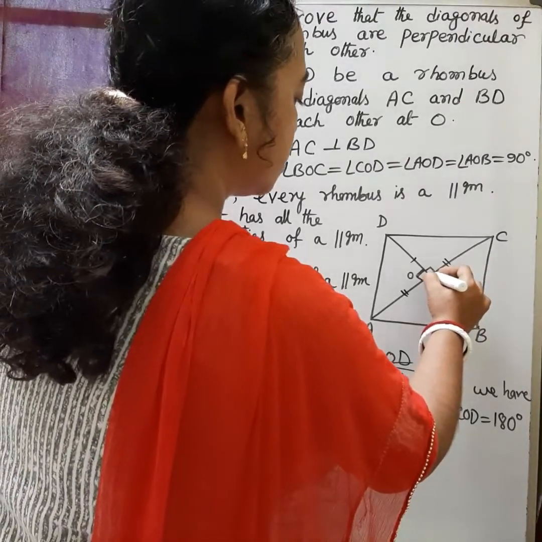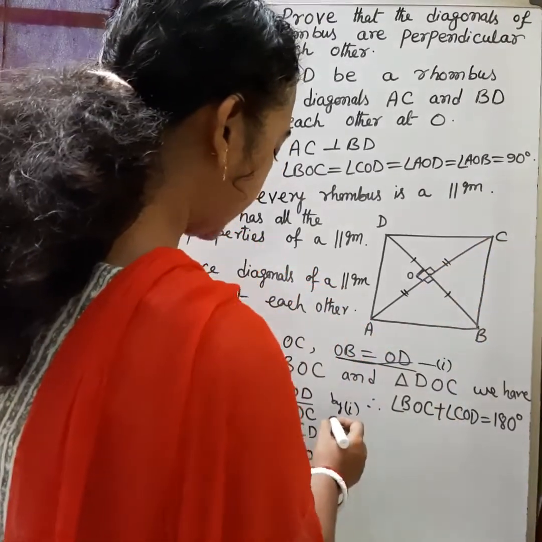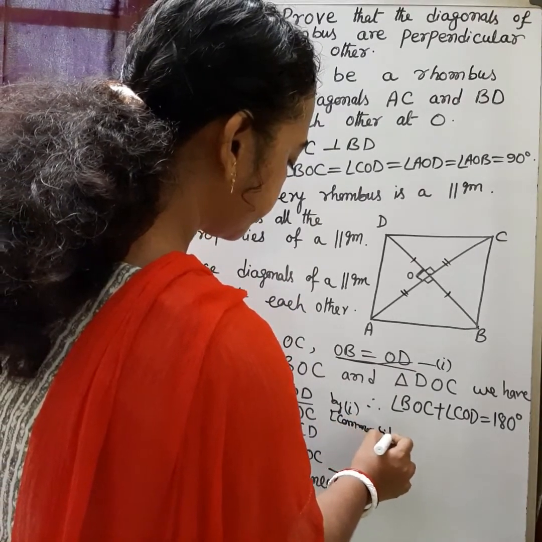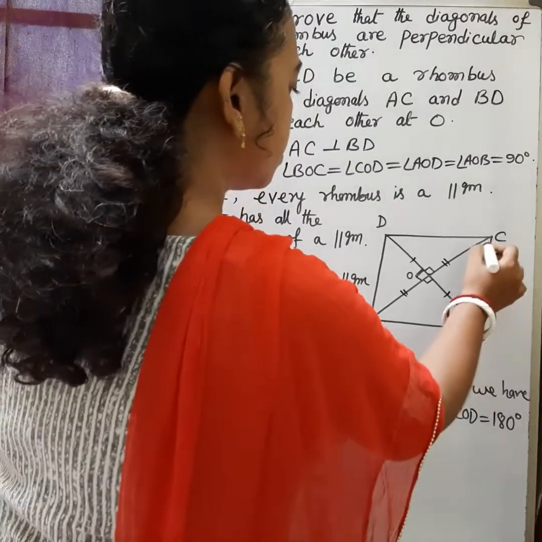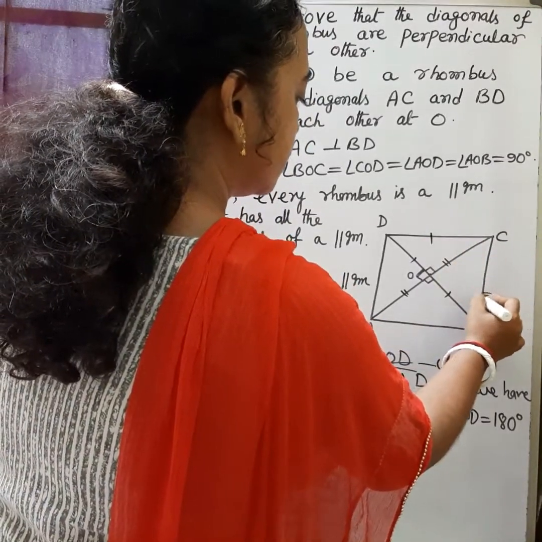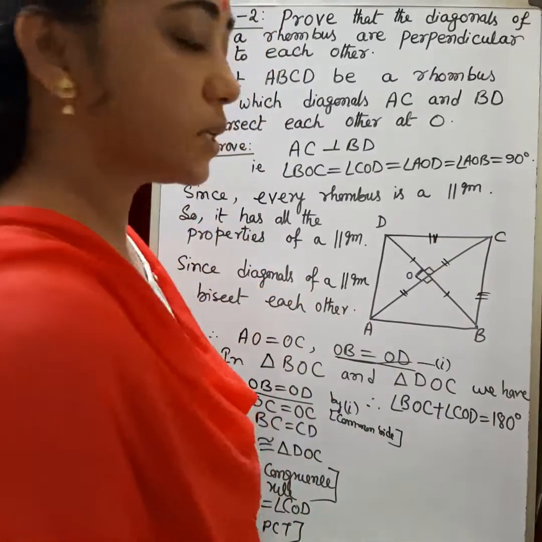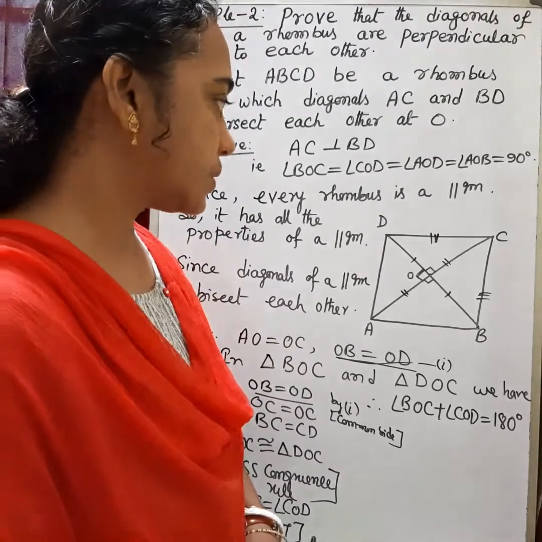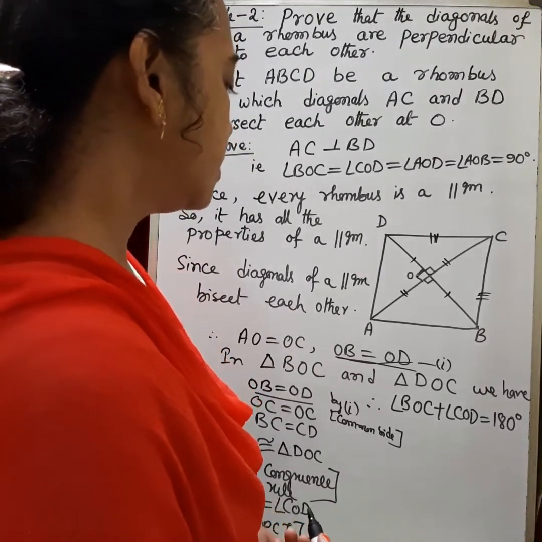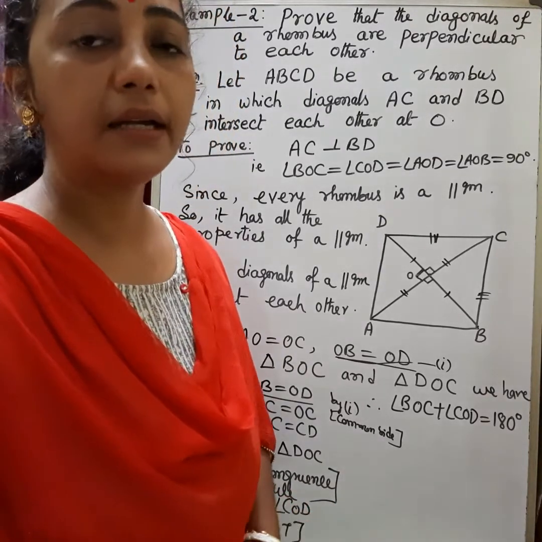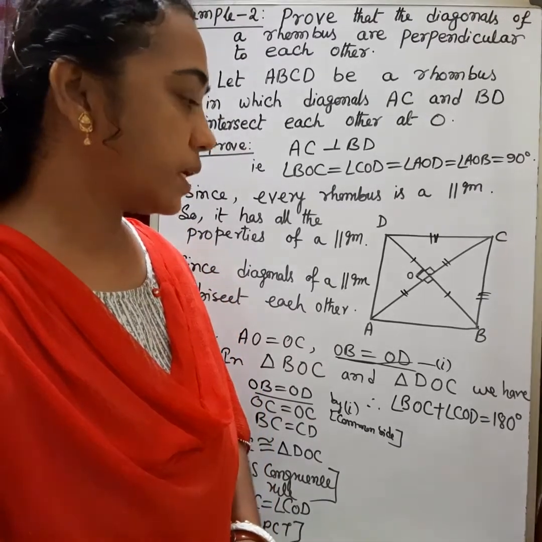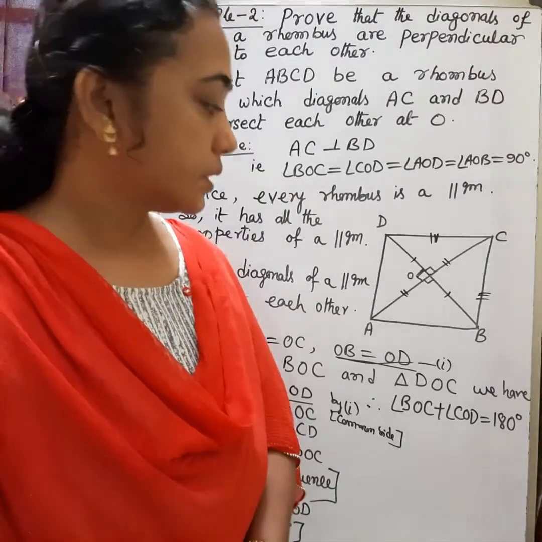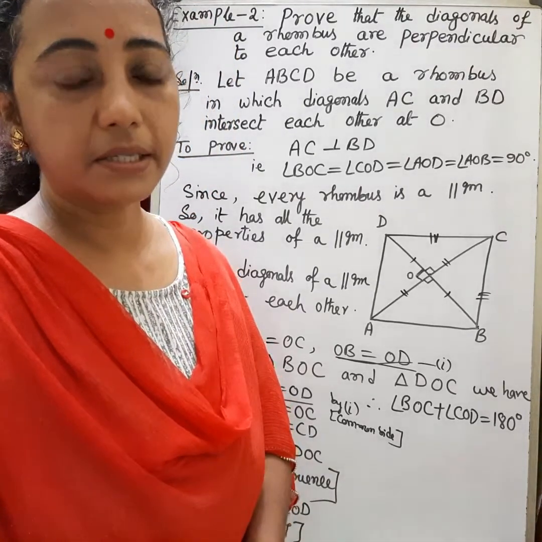Also OC is equal to OC. In these two triangles OC is a common side, so these two common sides are equal. And BC is equal to CD, as it is a rhombus and we know that all sides of a rhombus are equal. So in these two triangles the three sides of triangle BOC are respectively equal to the corresponding three sides of triangle DOC. So these two triangles are congruent.